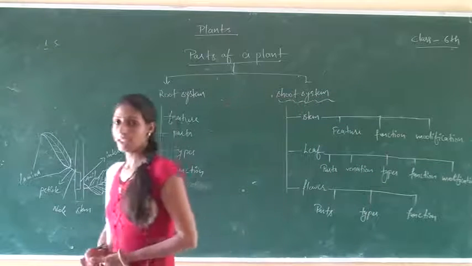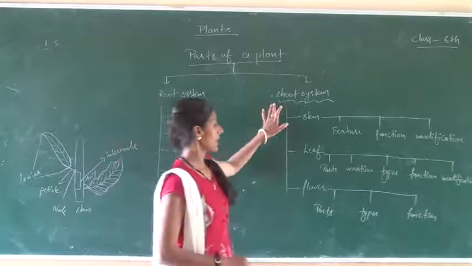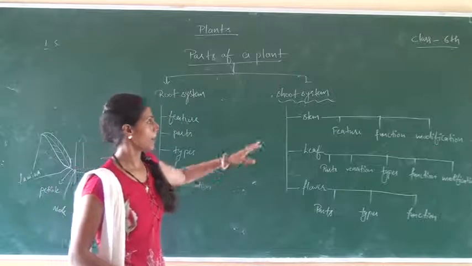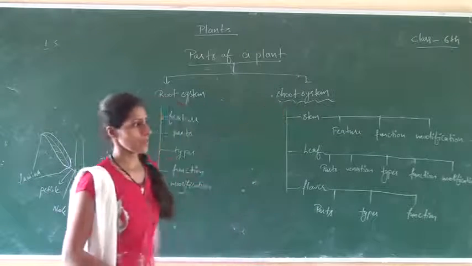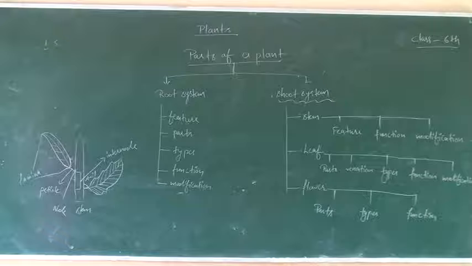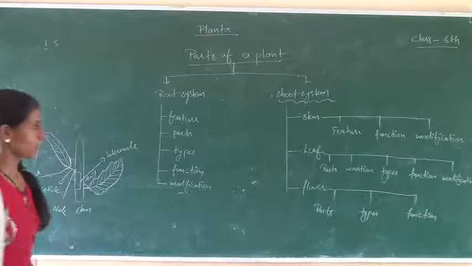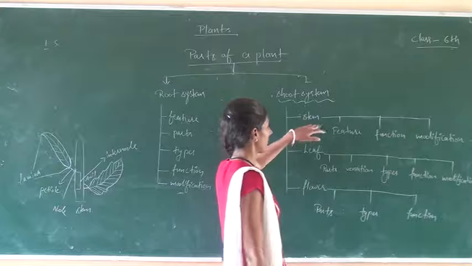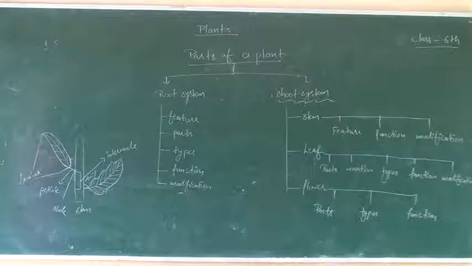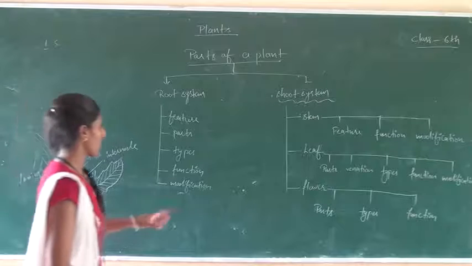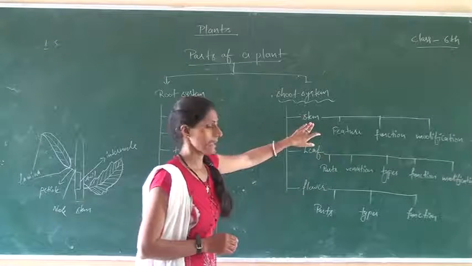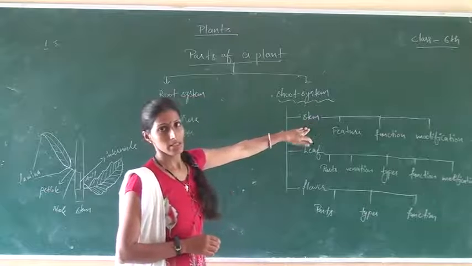Generally it includes stem, branches, leaf, flowers, etc. These are the main parts of the shoot system of the plant. After that, we will discuss first the stem. What is a stem? Stem is the main axis of the shoot system. Stem is the main part or main axis of the shoot system.